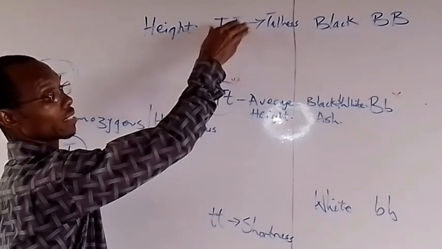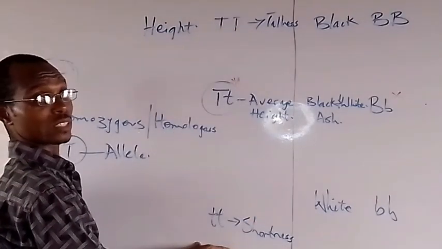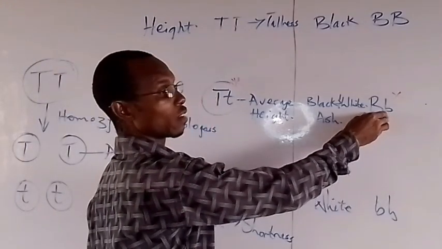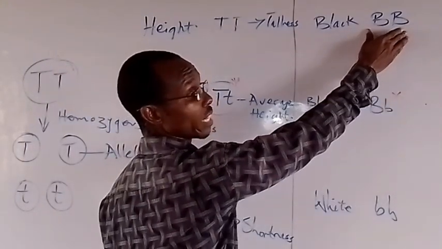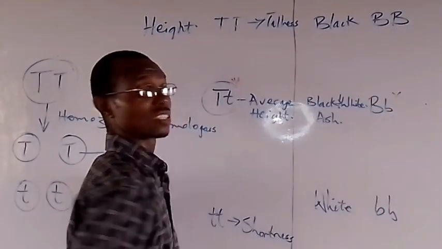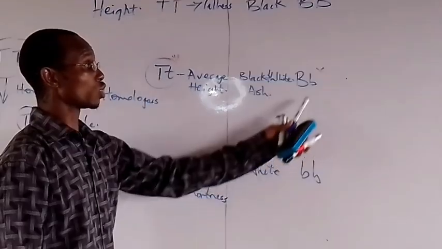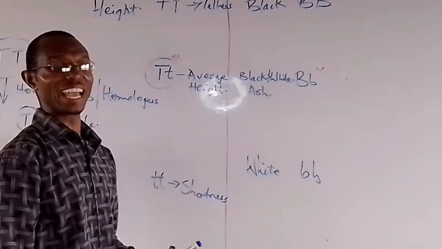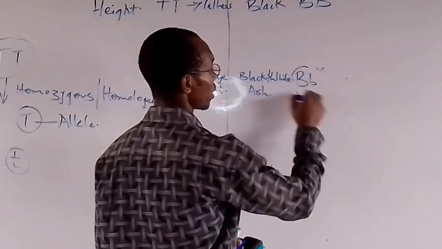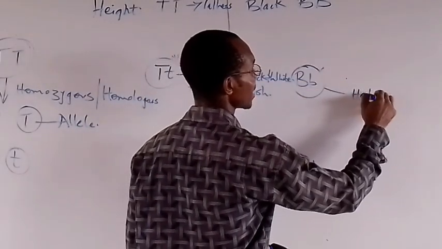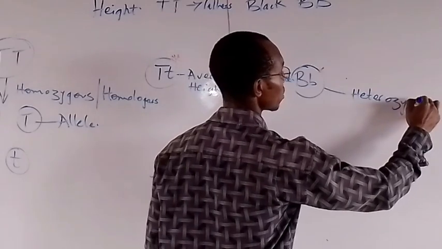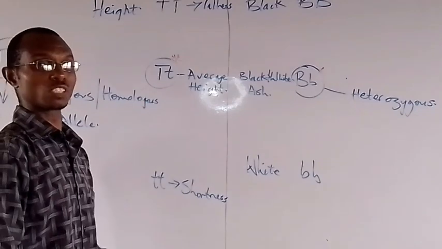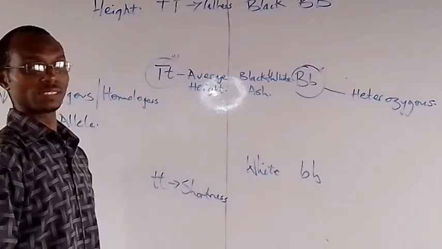Unlike this one where we have only capital T, or this one where we have only small t. This one here is capital T and small t, as well as this one here, capital B, small b, as opposed to capital B alone or small b alone. So these ones that are coding for different things are referred to as the heterozygous traits. We call them heterozygous because they are coding for more than one trait in that particular gene.